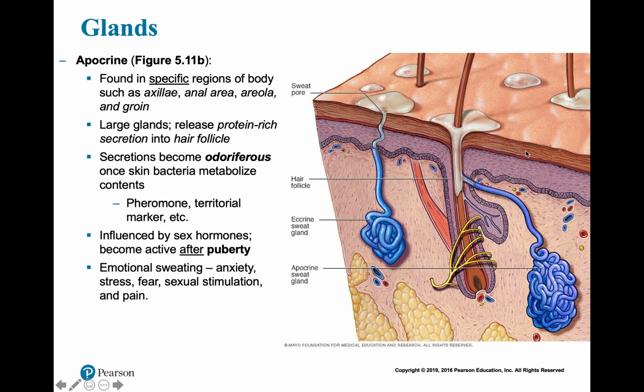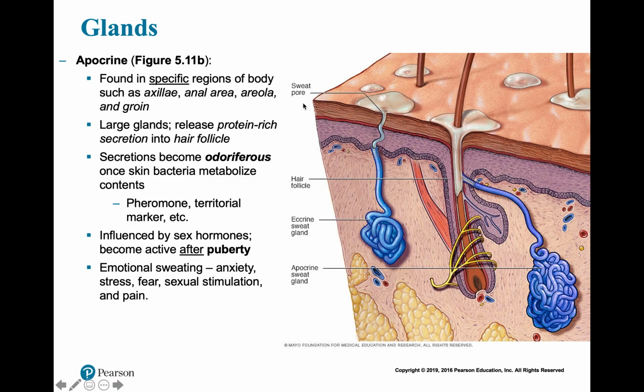Good bacteria. We need it there. It's good for us to be there. But the bacteria can metabolize that protein that gets secreted by the apocrine sweat glands. And when the bacteria metabolize the proteins, they produce this odor. So that's where the odor comes from. It comes from the bacteria metabolizing the proteins in the sweat, and then it releases an odor.